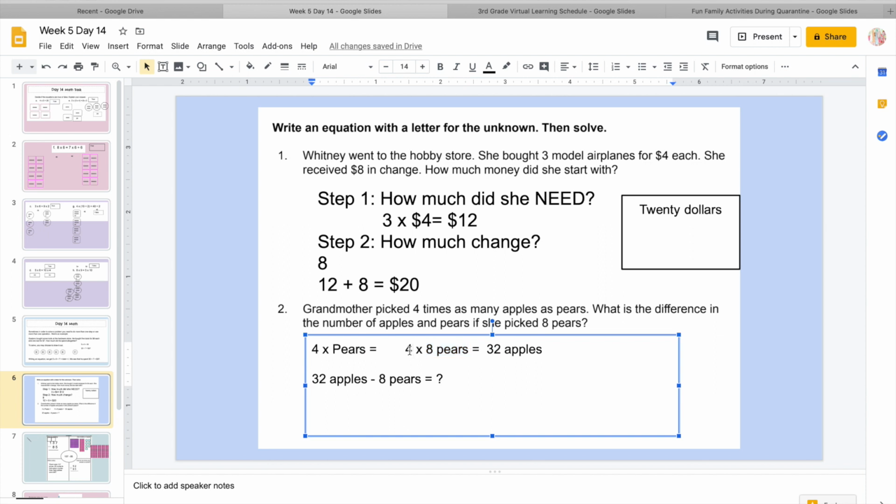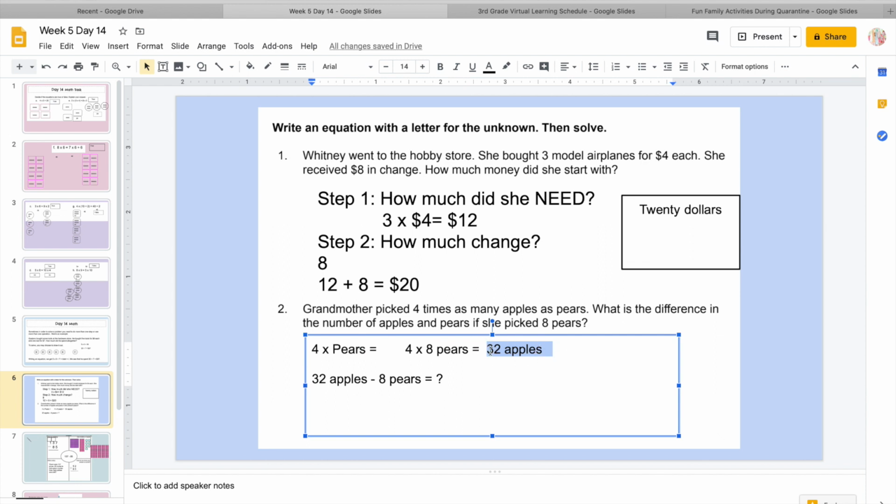Using my equation and my formula, I'm going to say 4 times 8, and in my head, I know my math facts, so I know 4 times 8 equals 32 apples. So using my formula, she picked 32 apples that day. And remember we're doing two-step math equations, so you can't just do this one part of the equation. We need to take those 32 apples and we have to do something with them.